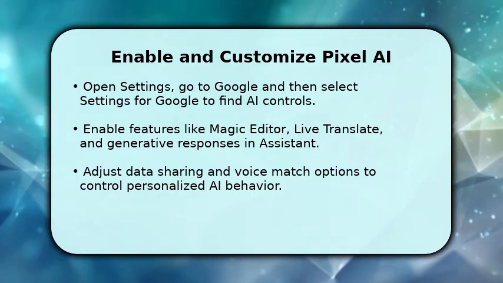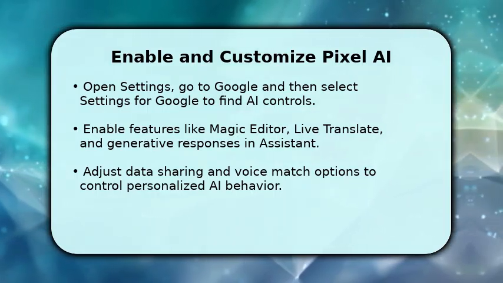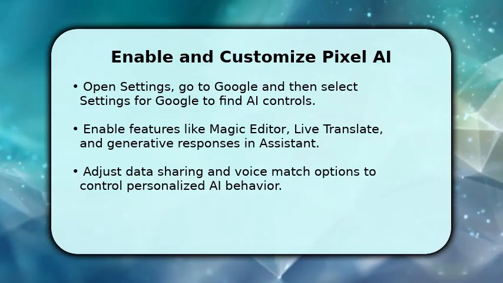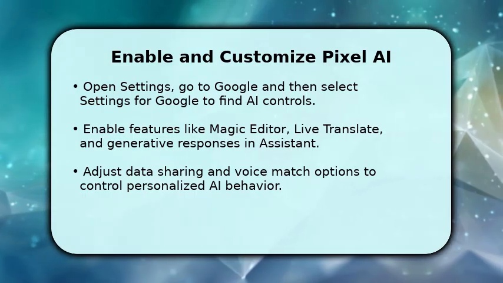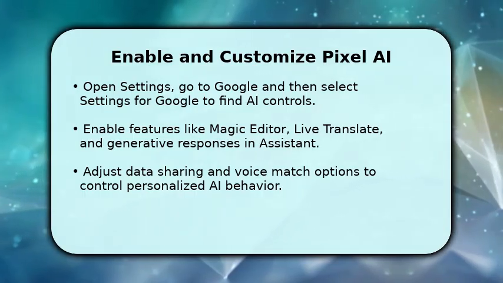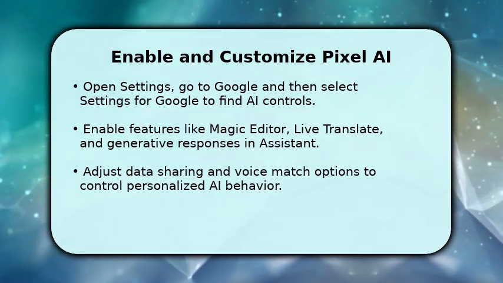Open Settings, scroll to Google, and tap Settings for Google to find AI controls. From there, enable Magic Editor, Live Translate, and generative responses in Google Assistant if available. Adjust voice match, activity controls, and data sharing to limit what information the AI uses.